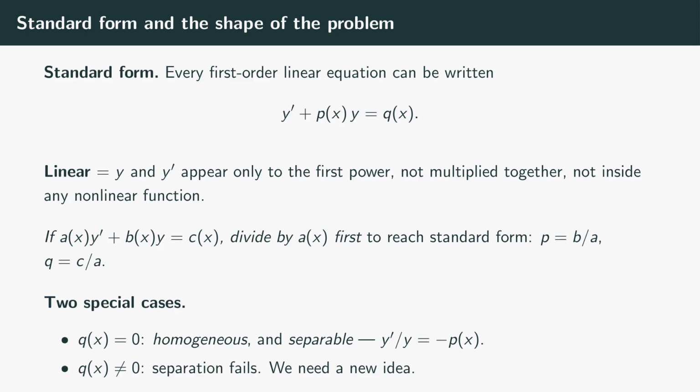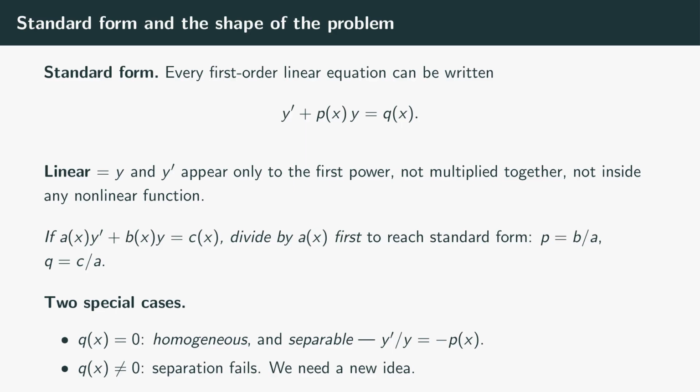First, get organized. Every first-order linear equation can be massaged into one standard form, y prime plus p of x times y equals q of x. The coefficient on y prime must be 1. If your equation starts as a of x times y prime plus b of x times y equals c of x, just divide the whole thing by a of x first, so that p is b over a and q is c over a.